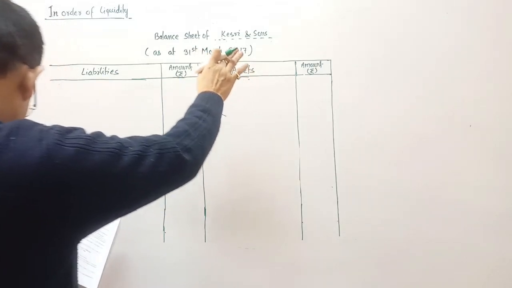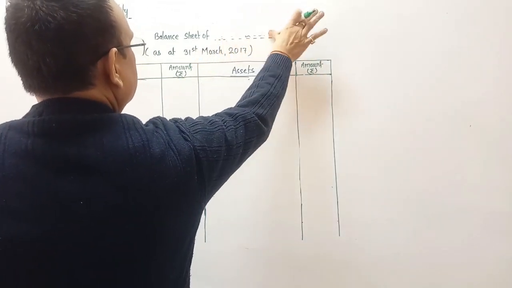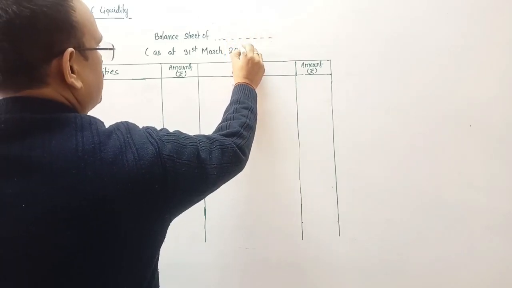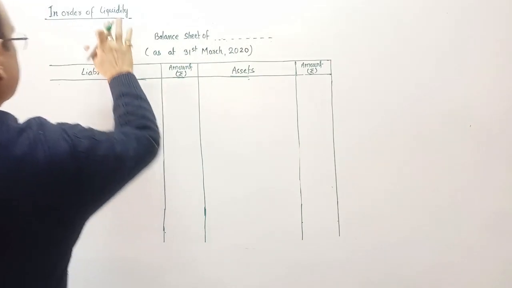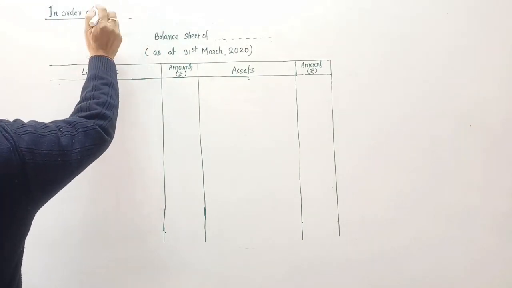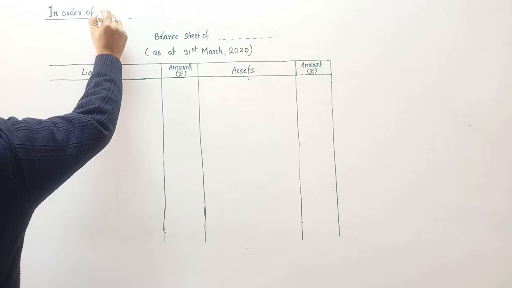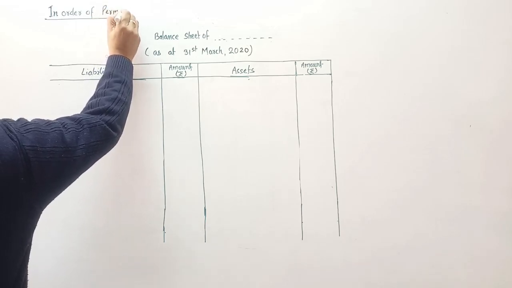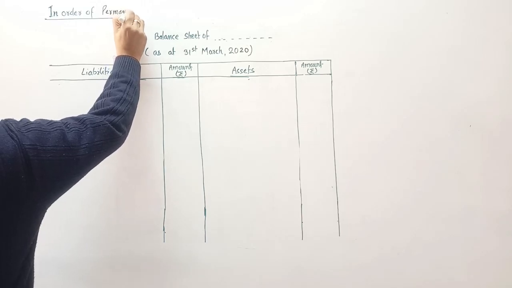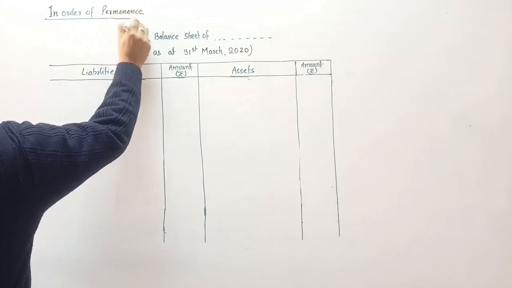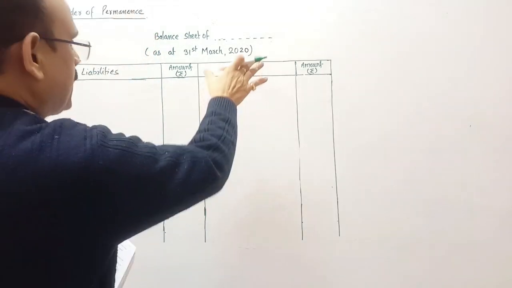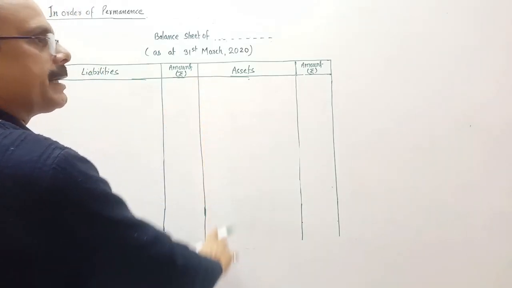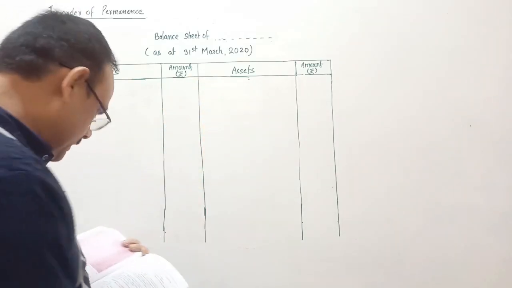So this is a balance sheet. Here I am not going to write this one. So balance sheet, suppose it is prepared on 31st March 2020 in order of permanence. Okay, going to prepare the balance sheet in order of permanence. Asset side, only the information is related to asset side. So fixed assets will be at the top and current and liquid assets will be at the bottom.